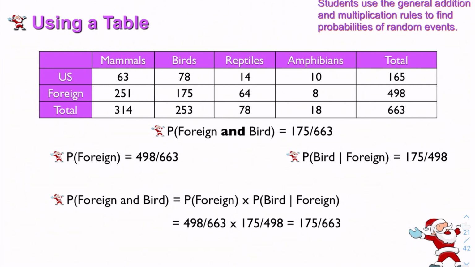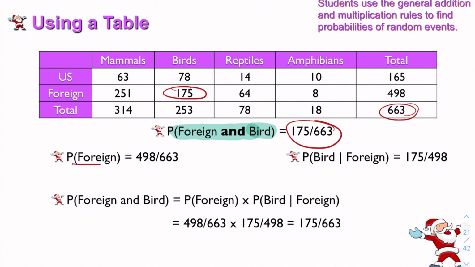Okay, so going back to our bird problem. Notice this is not an OR statement anymore. This is an AND statement. So what's the probability we select a foreign and bird? The animal is foreign and it's a bird. Well, that would be 175 over 663. That is the overlap in the entire sample space. Now, where does that come from?